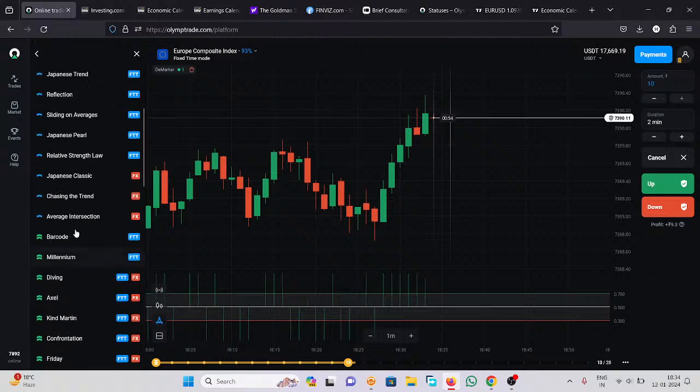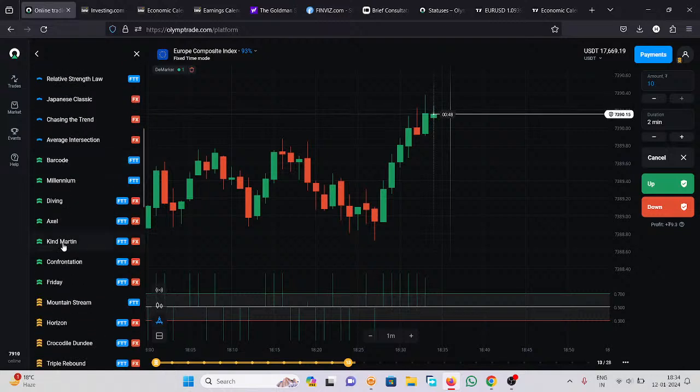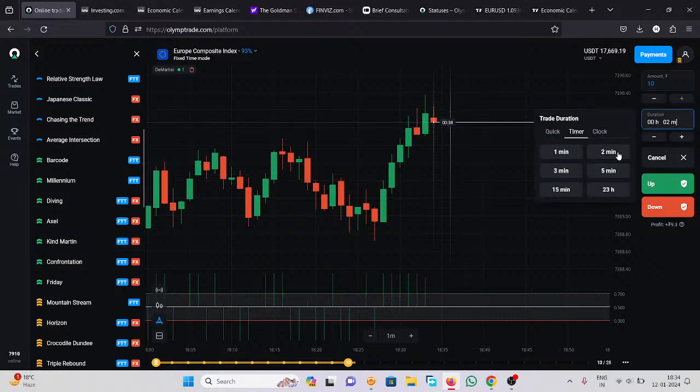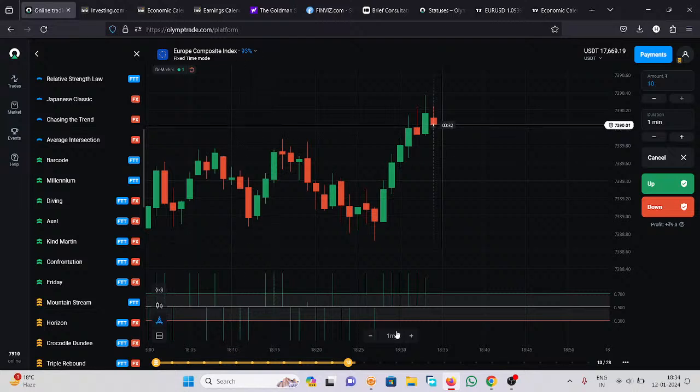We are going to discuss one strategy, the only one here that works on a short-term time frame. Usually we suggest choosing a graph time, but the trading duration should be at least 2 to 3 times higher than your graph time. But with this strategy, barcode, we can use the same graph time and the same trading time.